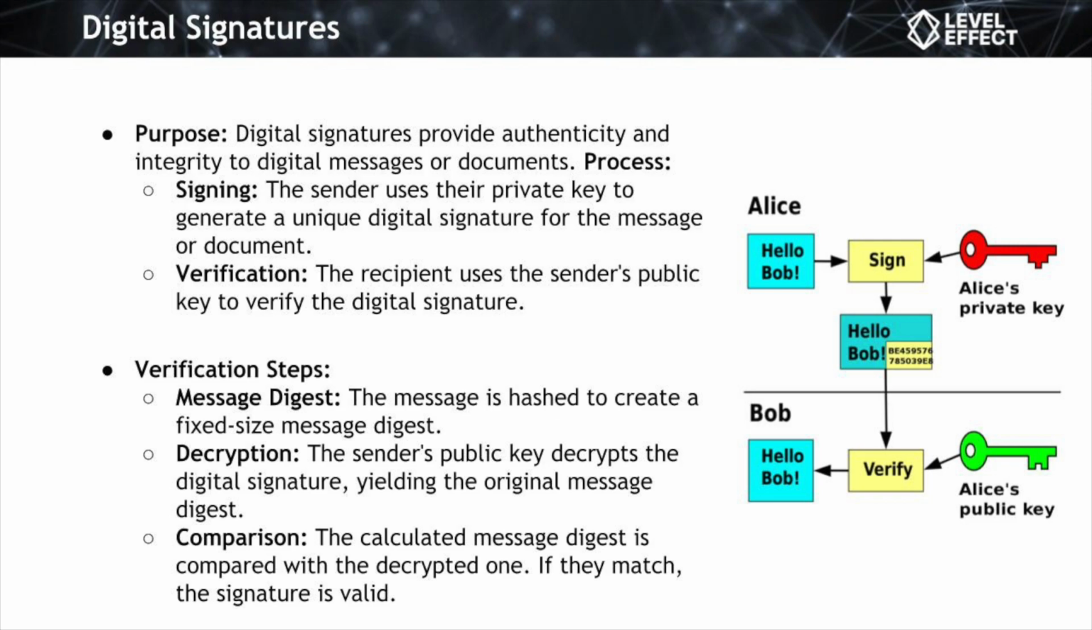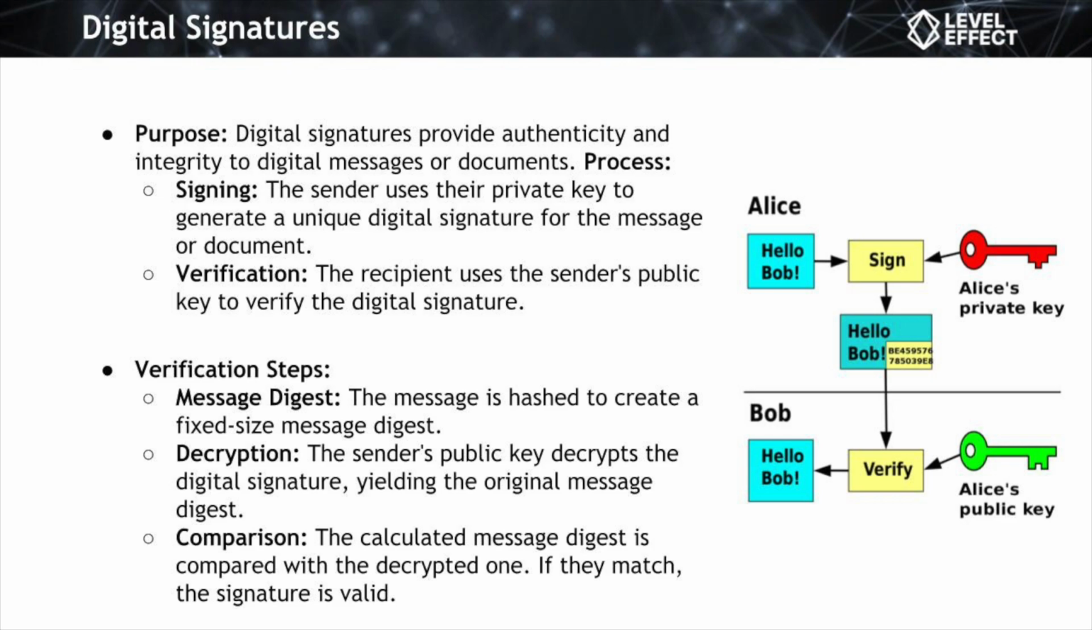So to begin the verification process, the recipient creates a fixed size message digest or hash of the received message. This hash serves as a compact representation of the original content. Then we have the decryption component, where the recipient employs the sender's public key to decrypt the digital signature. This decryption step results in the extraction of the original message digest that was created during signing by the sender.